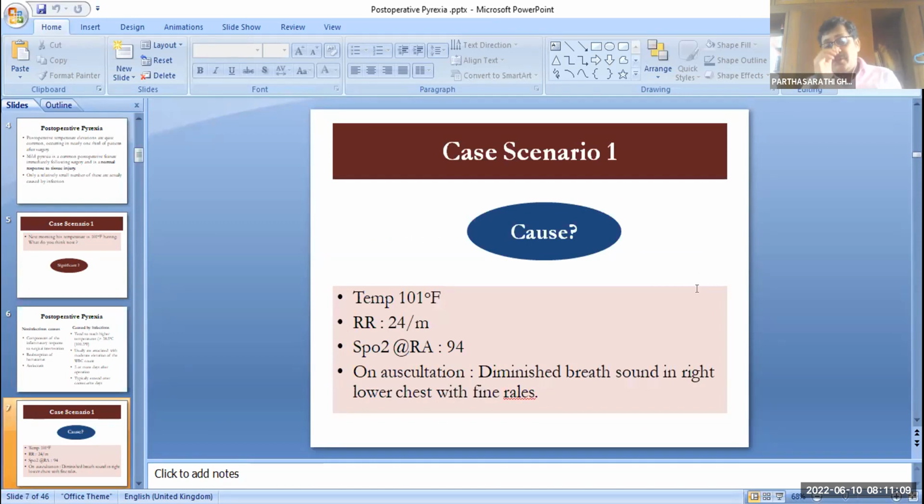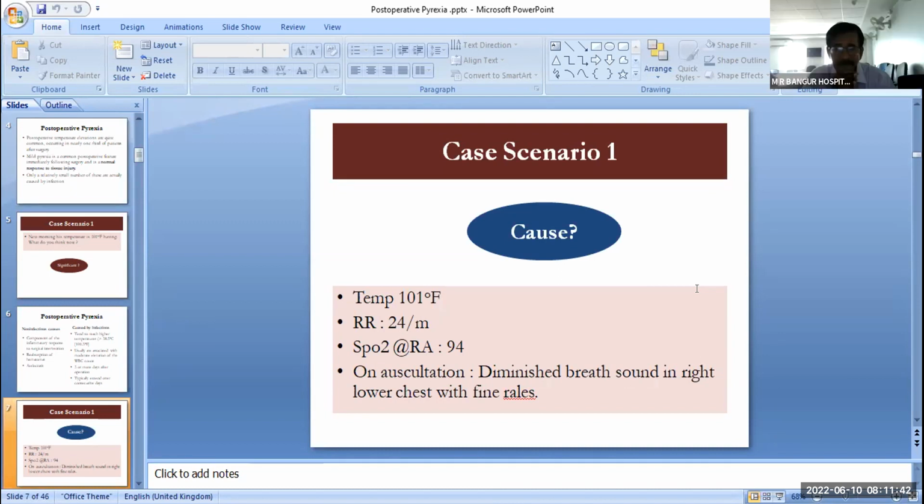Now, I'm supplying you some more information: the respiratory rate is 24 per minute, the SpO2 at room air is 94, and on auscultation there are some diminished breath sounds on the right lower chest with fine crepitations present over there. Now, what is your thinking? Sir, the same atelectasis might have occurred in this patient, sir. What to do? Sir, treatment is for atelectasis.